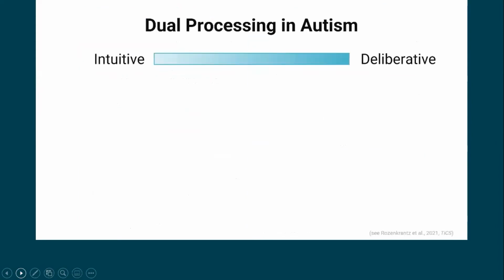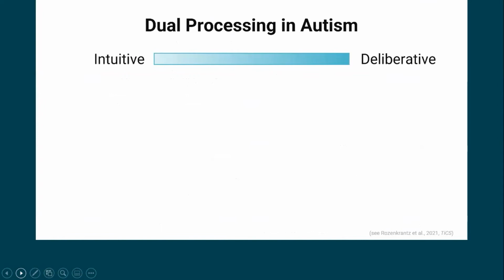So in psychology, dual process models suggest people generally engage in 2 types of information processing or thinking: intuitive processing, which is thought to be fast, automatic, and unconscious, and deliberative processing, which is comparatively slower, effortful, and conscious.